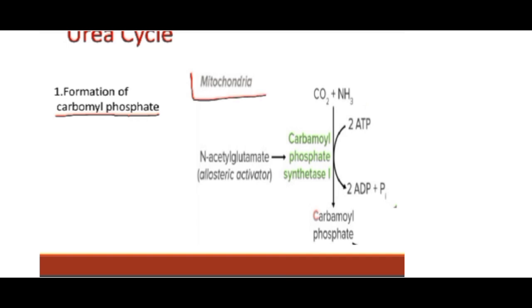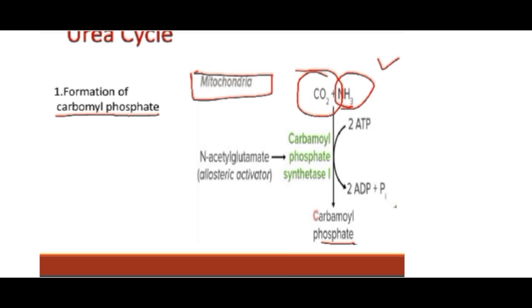You can see mitochondria written here because this reaction is occurring in the mitochondria of the liver cells. So, what are the reactants of this reaction? We have a toxic ammonia compound, and then we have carbon dioxide. They both are going to combine together to form carbamyl phosphate.